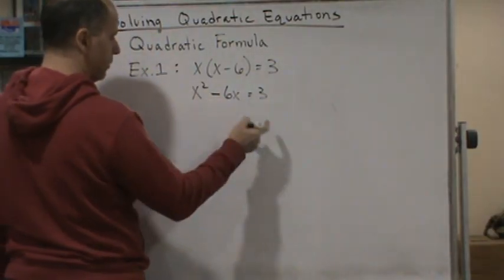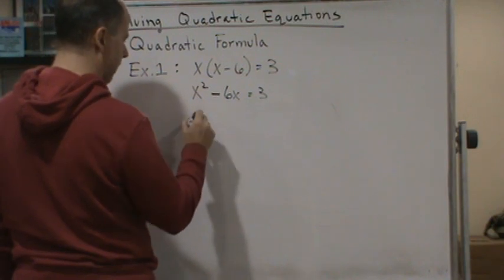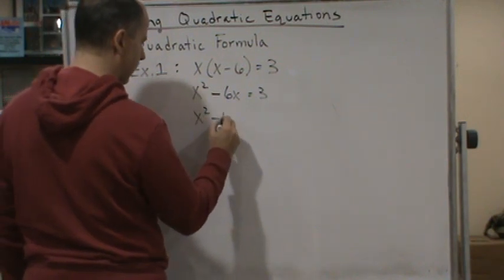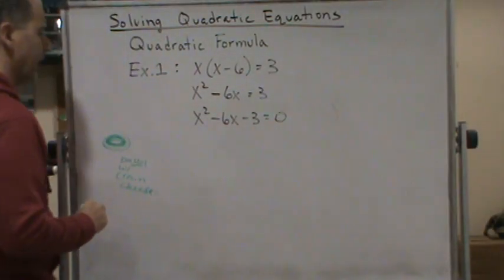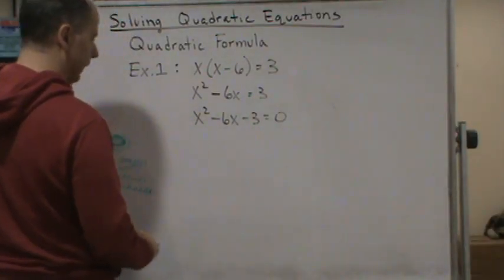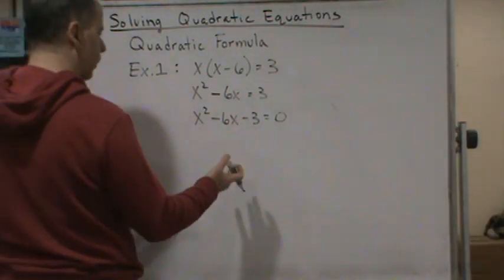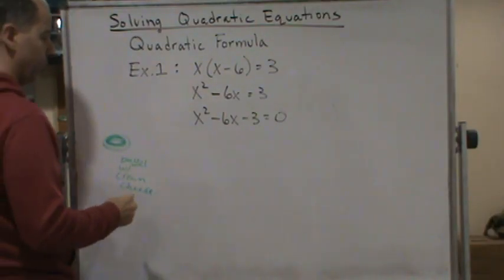And now we're going to subtract 3 from both sides. And so we're moving everything to the left. So we get x squared minus 6x minus 3 is equal to 0. And now, at this point, this is not factorable, right? So instead of completing the square, which we could do, let's use the quadratic formula.